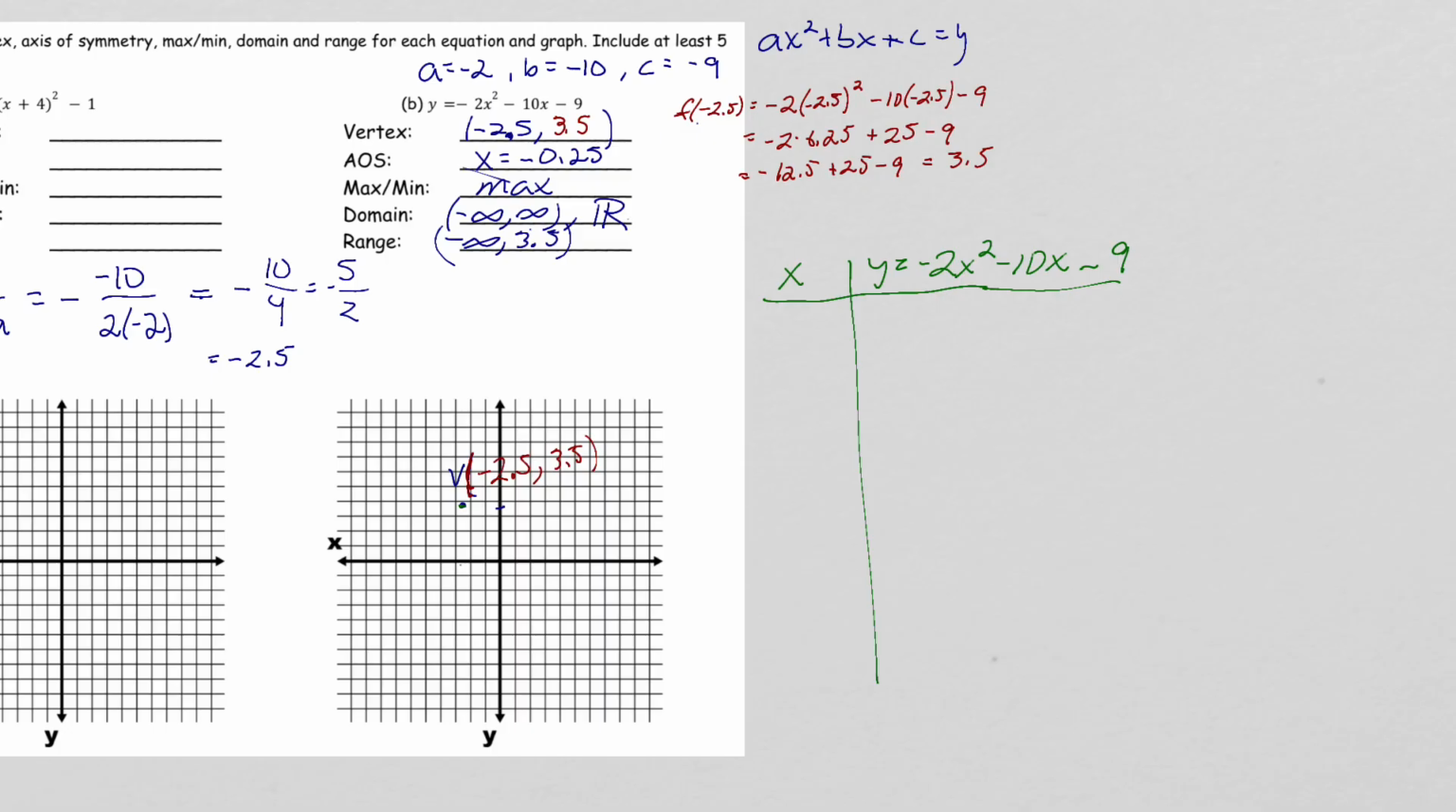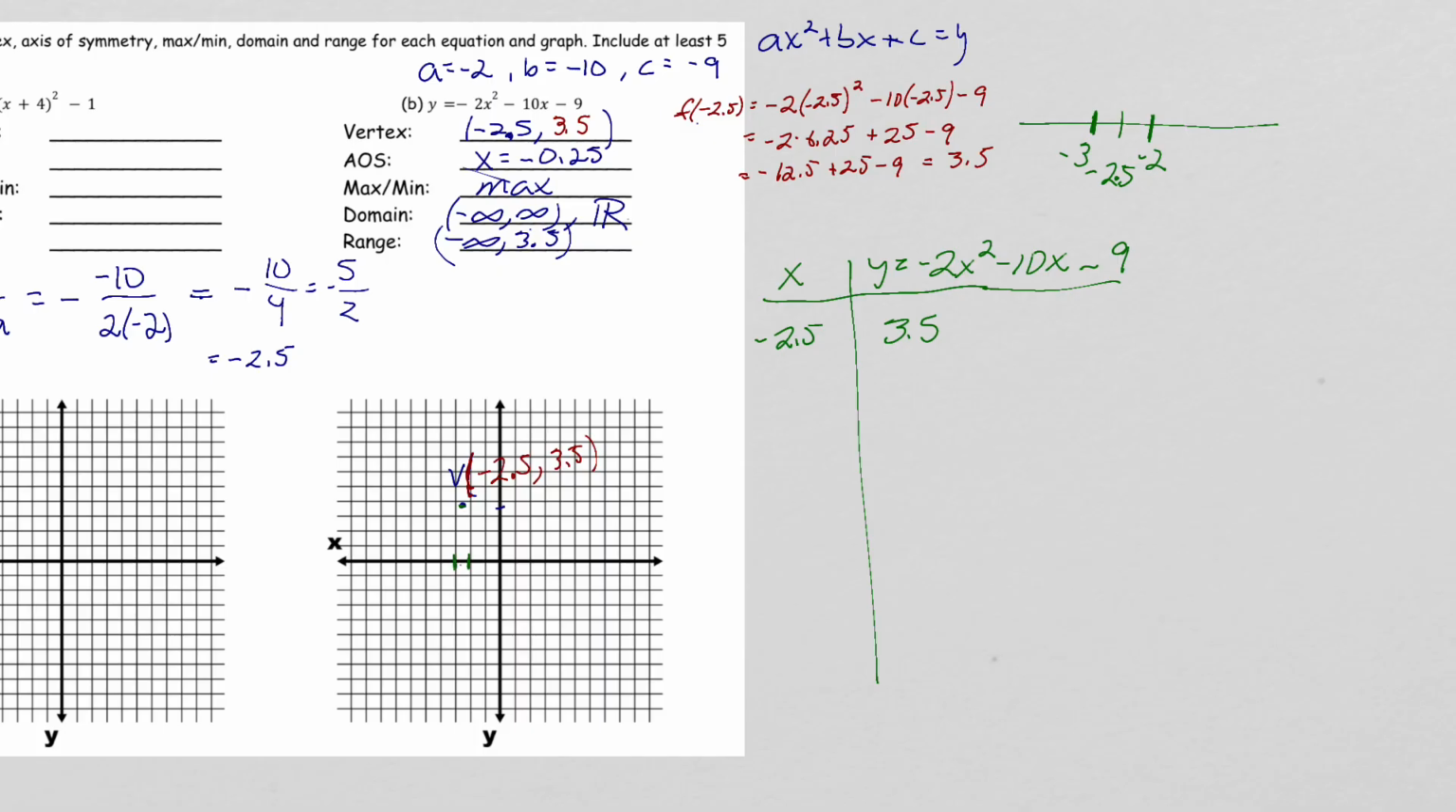Now, we already know from the work in red above that at x equals negative 2.5 we would have a y value of 3.5. Now, I want you to think about a number line and negative 2.5. What two whole numbers or integers is negative 2.5 between? Well, negative 2 would be above it, and negative 3 would be below it on the number line. So that would be this coordinate and this coordinate.